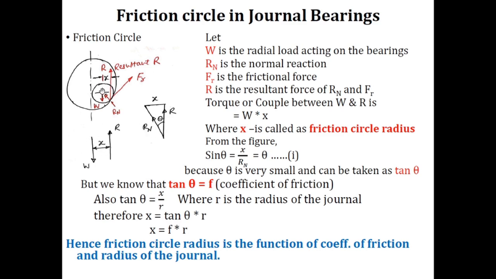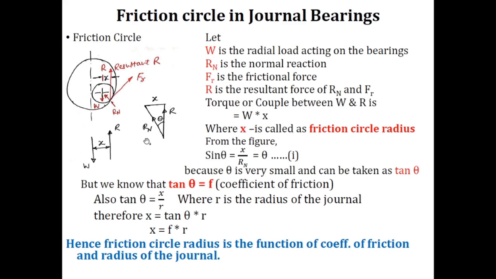So here this is the enlarged view I have shown. This is the W and this is the resultant R, and the distance between those two is nothing but X. Here this is the normal reaction drawn. This is the resultant force R, and this distance is X. Now this angle we will consider as theta. So the couple because of this force W with respect to this one point is given by W into X, where X is nothing but the friction circle radius.